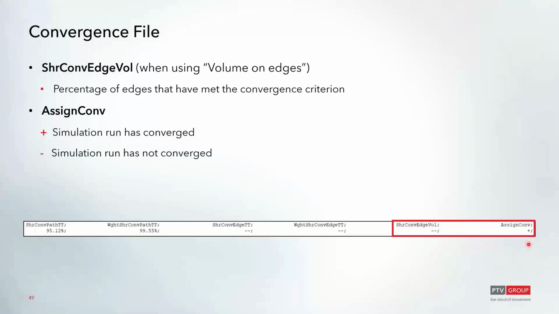And then at the very end, we also have an option for the assigned convergence. In this case, we can see whether that simulation run has converged or not. If we have met that overall convergence criteria, you'll see a plus show up here. Otherwise, if the overall criteria has not been met yet, you'll see a minus show up here. So this section is most helpful after you've run a large set of simulation iterations, and you want to see how close the model is to meeting the defined convergence criteria.